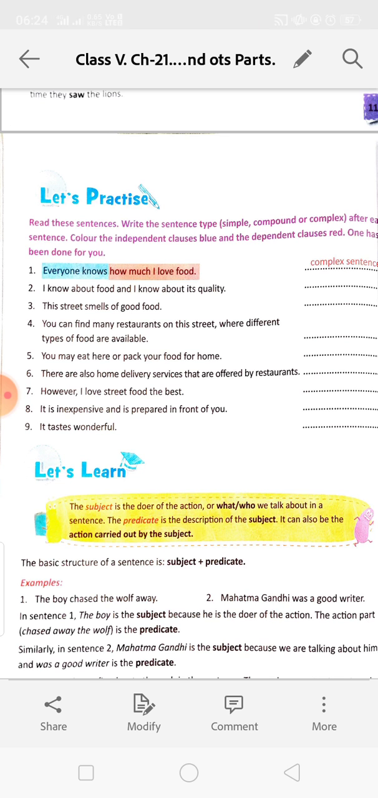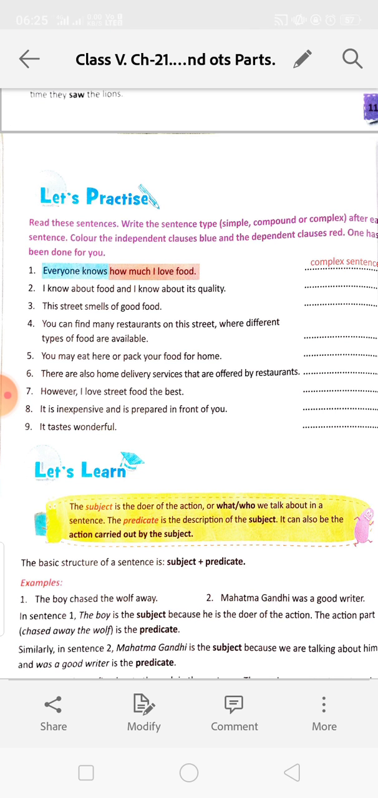This street smells of good food. It is a simple sentence because only one verb is there. You can find many restaurants on this street where different types of foods are available. So it is a complex sentence. See, you can find many restaurants on this street is a sentence, and different types of food are available is joined with where.